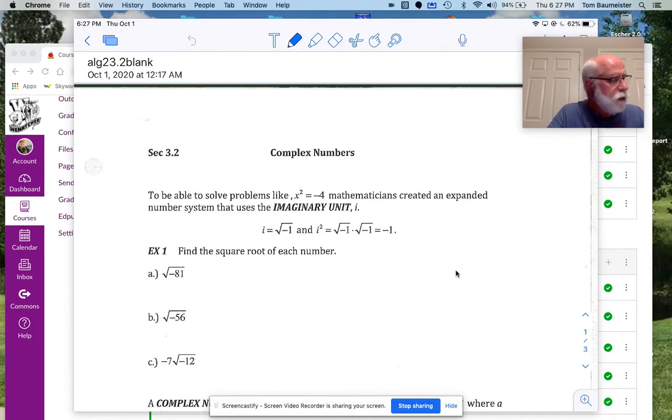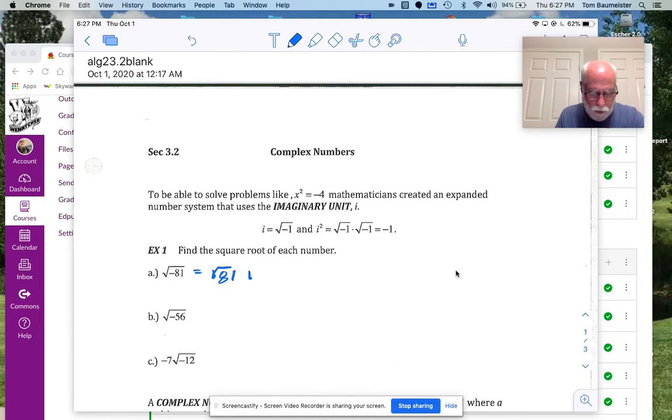So find the square root of each number, for example, 1. If I can get a square root of -1 out, then I can go ahead and make an i. So I do have the square root of 81 and -1. The square root of 81 is 9, and -1 we just said was i. For the second one, we can write this as the square root of 56 times the square root of -1.